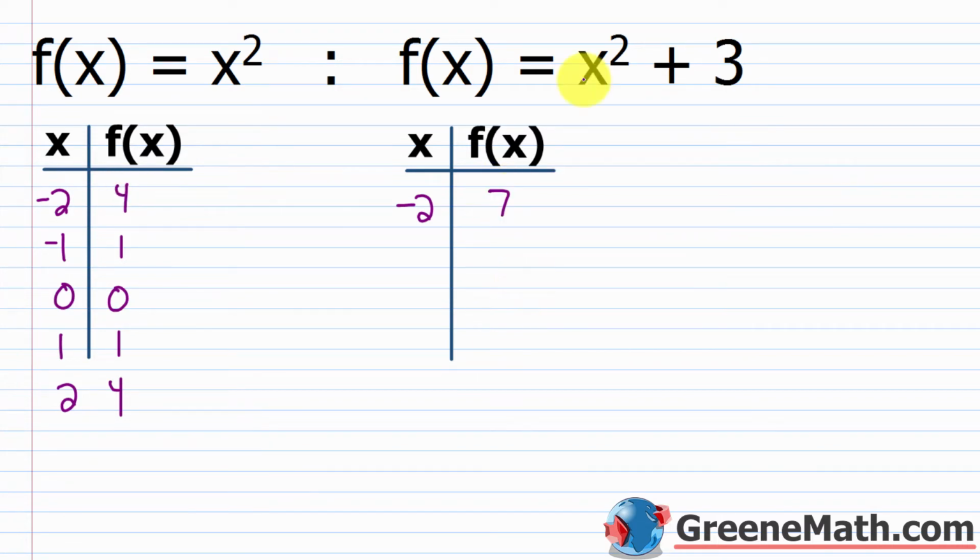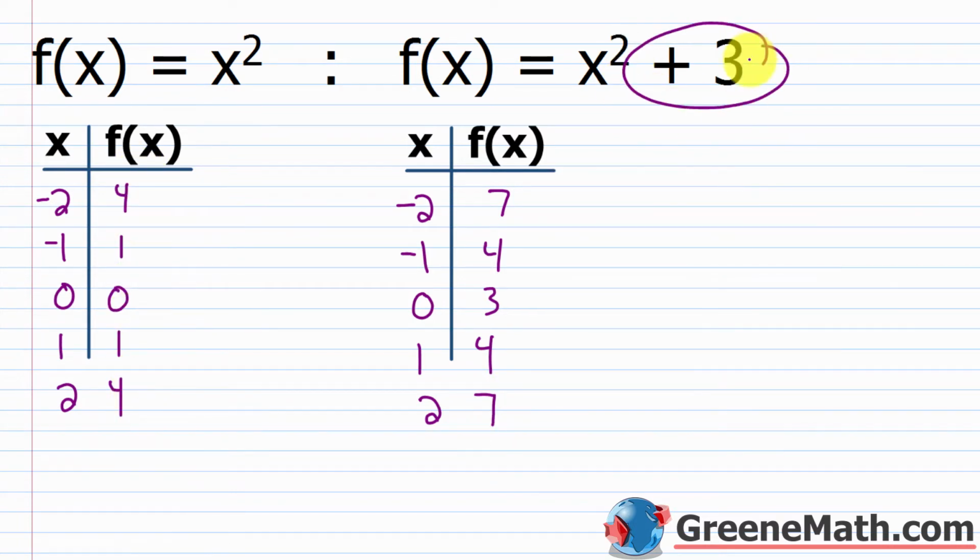Or I could manually do it. Negative 2 squared is 4. 4 plus 3 again is 7. So I can just take all these values and I can just add 3 to the y or f of x values. So negative 1 would correspond to a y value of 4. 0 would correspond to a y value of 3. 1 would correspond to a y value of 4. And then 2 would correspond to a y value of 7. Again, all I'm doing is I'm taking the result from here and I'm just adding that 3 to it.